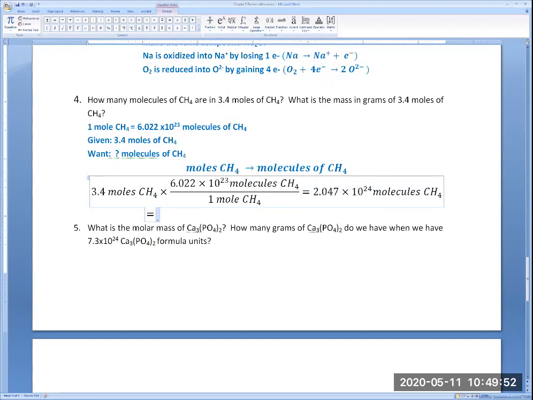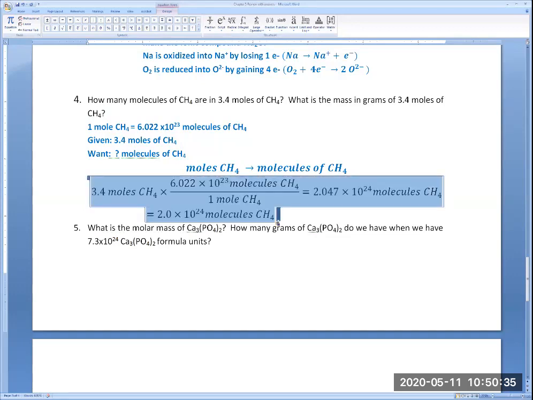And we need to round. So 1 mole is exact, 1 mole of CH4. The Avogadro number has 4 sig figs. And the given amount has 2, so we need to keep 2. So we keep the 2.0. What comes after the 0 is a 4, so you need to round down, which means you keep the 0 and you drop everything after that. And then we'll copy this. Okay, times 10 to the 24th molecules of CH4. And that answers the question.